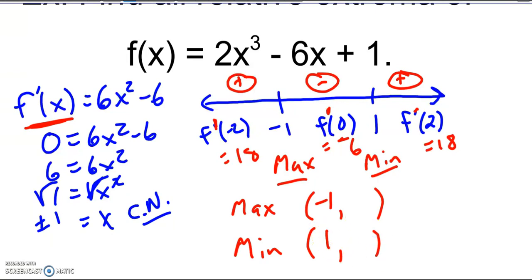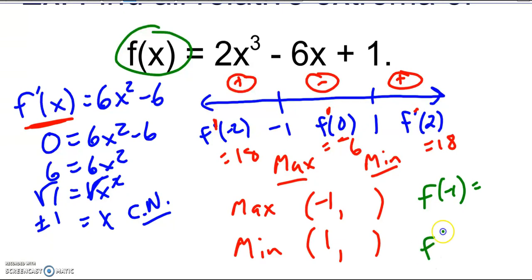Now let's talk about how we actually come up with our y values. Anytime you're looking for your y value, you're going to use the original function. So to find our y value for our maximum, we're going to plug in f of negative 1 into our original function, and the same goes for the minimum. So we're going to plug those in.